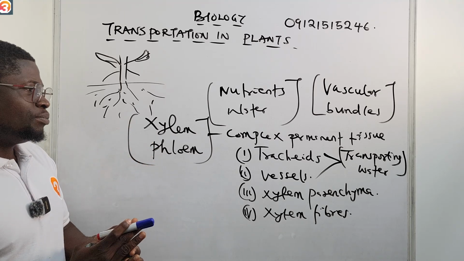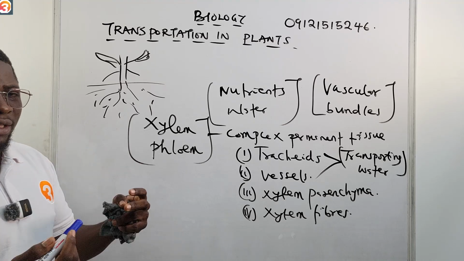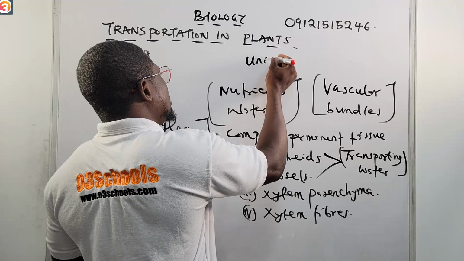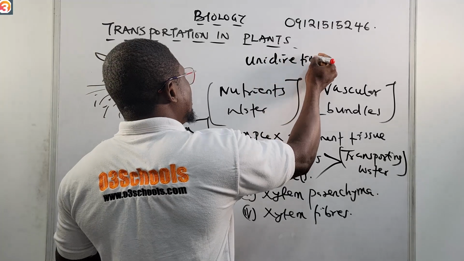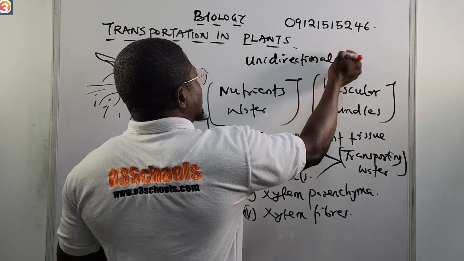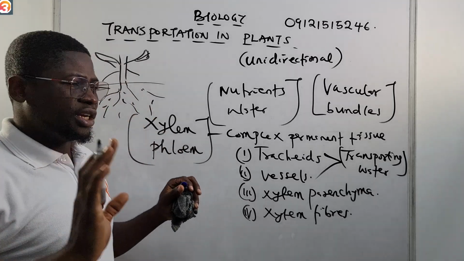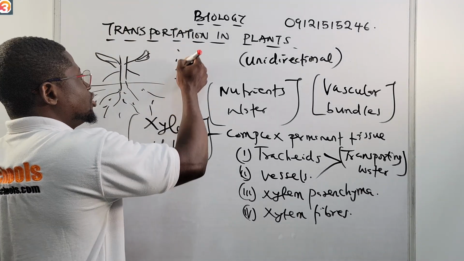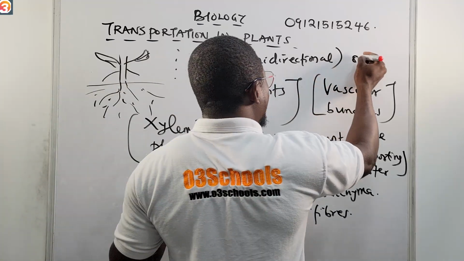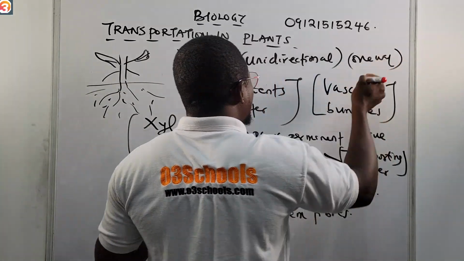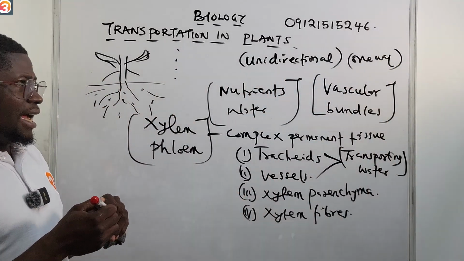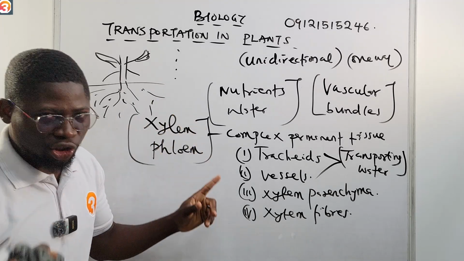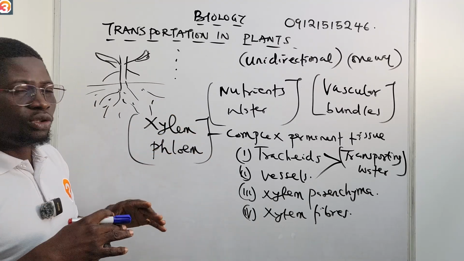And the movement of the water to the upper part of the plant is usually unidirectional. Okay, that means it goes only in one direction. It just goes up, in one direction. It's unidirectional, one way. So what actually makes this water go to the upper part of the plant in one direction?